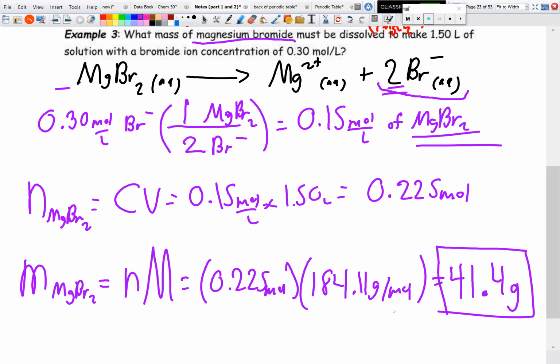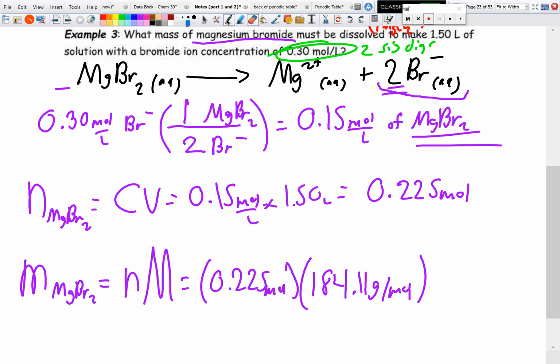And that is our answer with, of course, oh, sorry, I have to round that because this is only 3 significant digits. My answer needs to be in 2 significant digits. So I'm going to take this answer, I'm going to erase it like this, and put in my correct one of 41 grams. And that is my 2 significant digits right there.